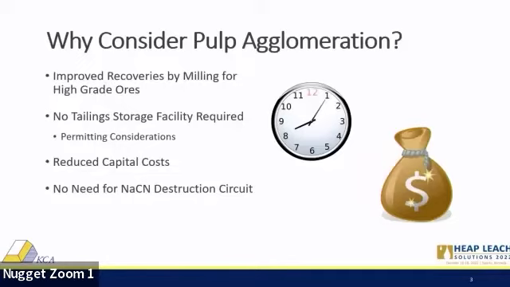So, other considerations: there can be some capital savings with pulp agglomeration as you do not need to build a tailings facility. The mill residue is stored in the heap. And there is also environmental and cost savings. Cyanide destruction is not required.